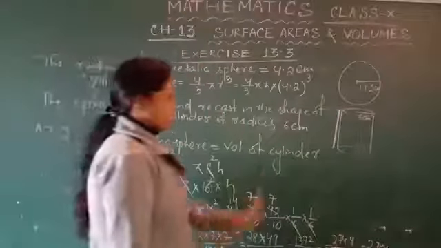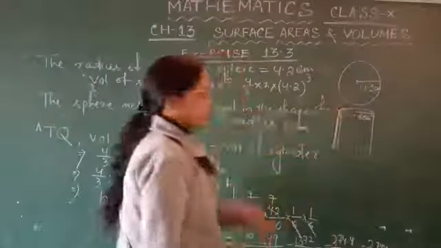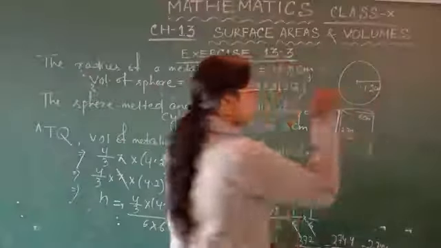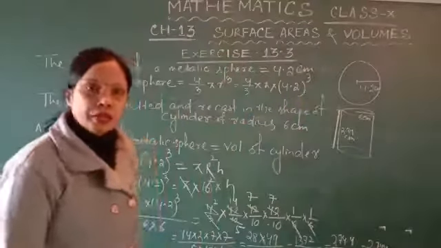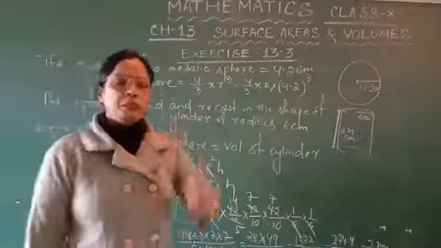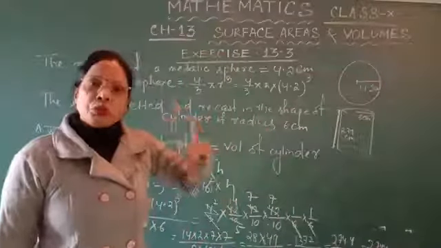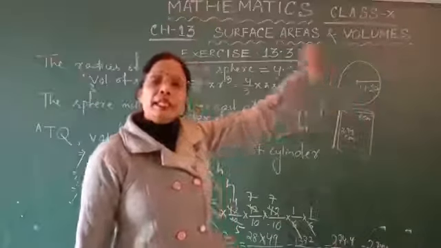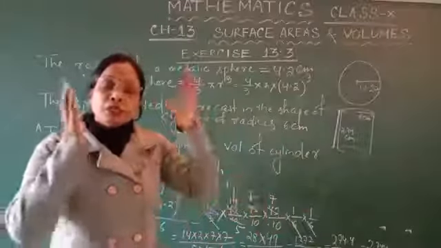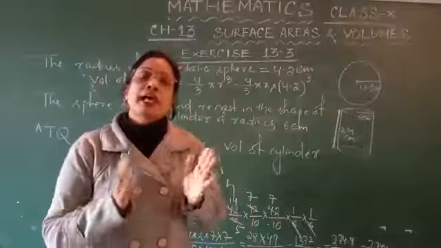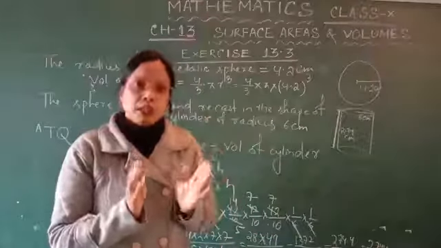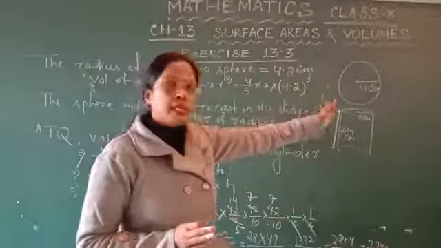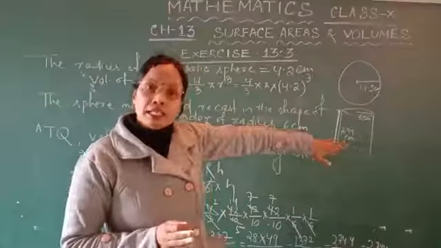Okay, so the height of this cylinder is equal to how much? 2.74 centimeter. I think all of you understood. Only one thing you must always remember: in two shapes, when the first shape is melted and recast into another shape, then the volume of both solids is equal. Both solids have equal volume, because one is melted and then recast in another shape.